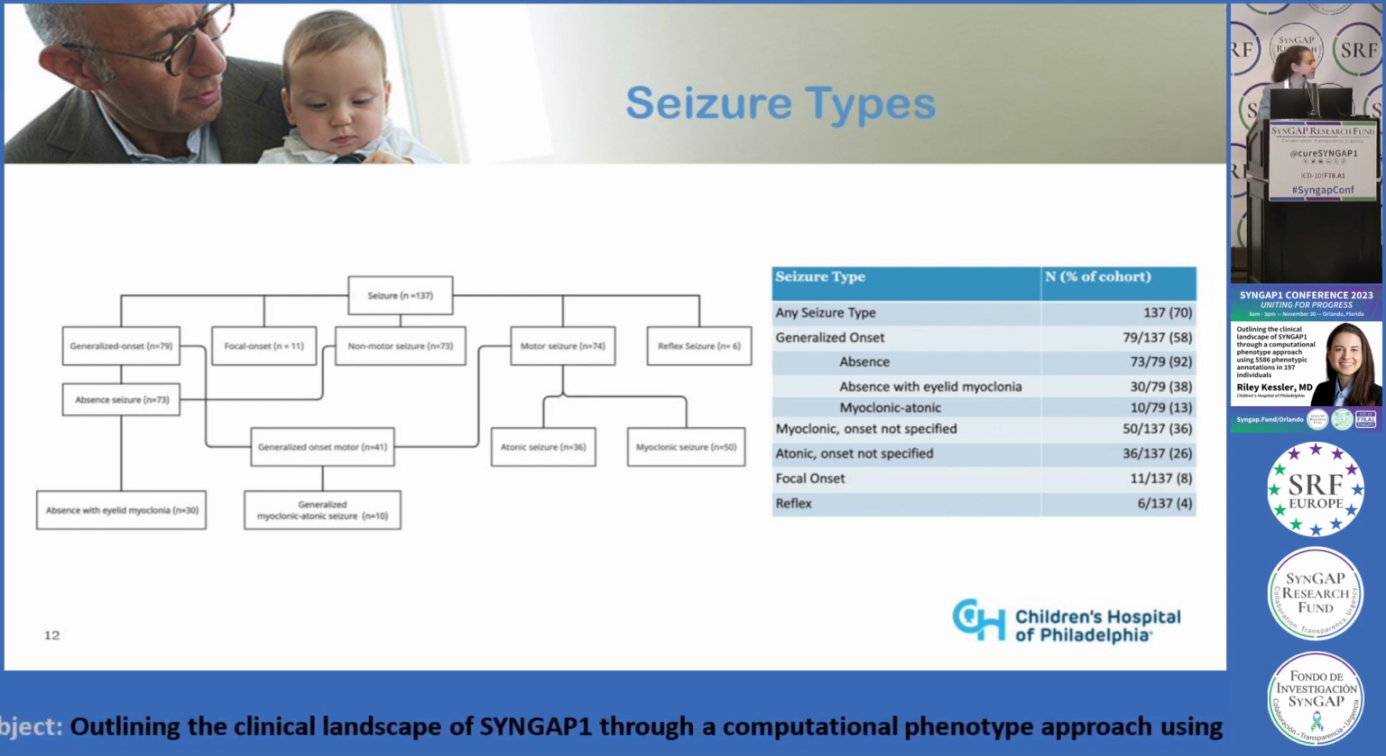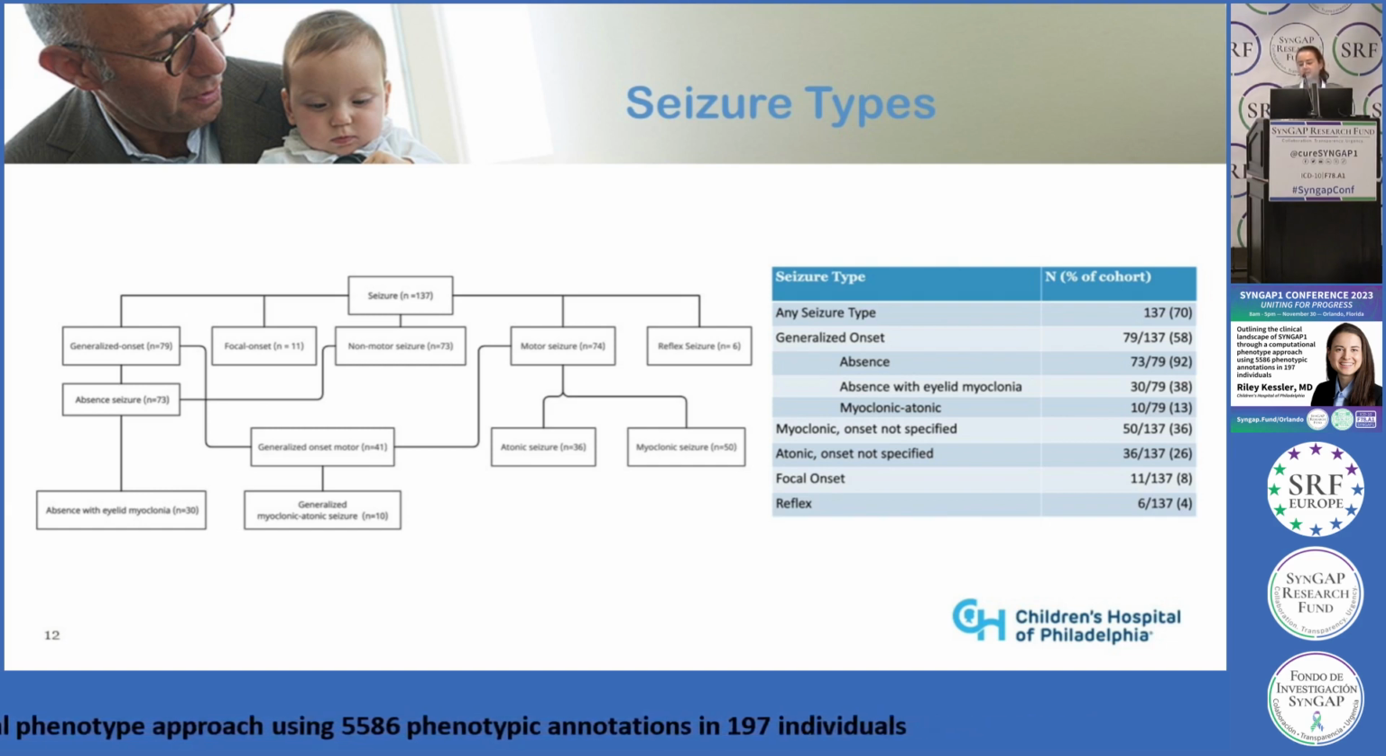Lastly, I'll talk about the seizure types in our cohort. Overall, 70% of our patients were reported to have a seizure of any type. The majority of those, 58%, had generalized onset seizures, and of those, 92% had absence seizures. We've already heard that two seizure types that are more unique to SYNGAP1 are absence seizures with eyelid myoclonia, which were present in 38% of our cohort, and myoclonic atonic seizures, which were present in 13% of our cohort.